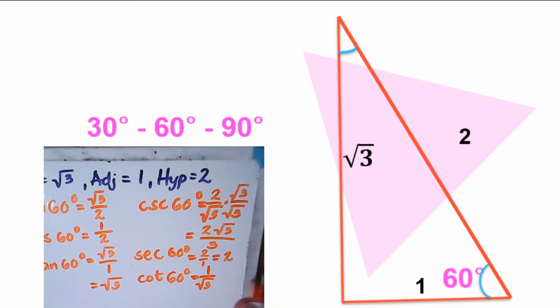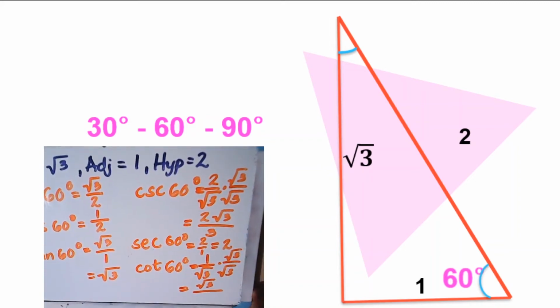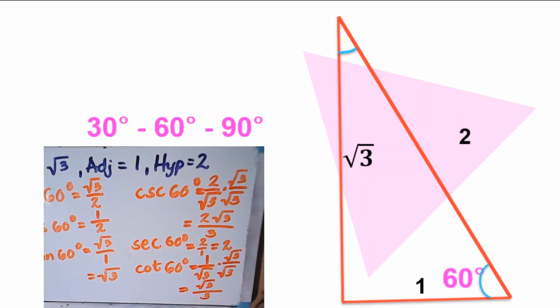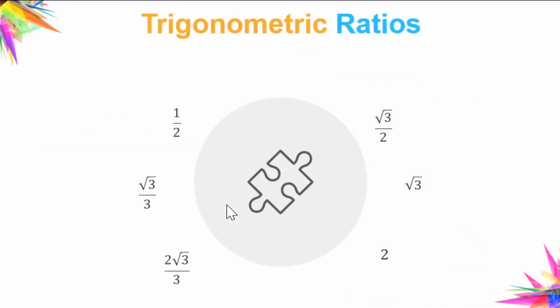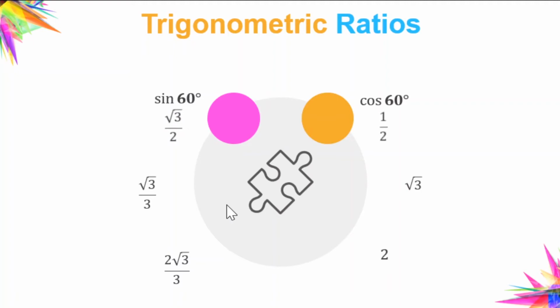Again, we have to rationalize our denominator by multiplying both sides by square root of 3. 1 times square root of 3 is square root of 3, and square root of 3 times square root of 3 is 3. So, the cotangent of 60 degrees is square root of 3. If you can remember, sine of 30 degrees is 1/2, and the cosine of 30 degrees is square root of 3 over 2. Now, for 60-degree angle, the values are interchanged. Tangent of 30 degrees is square root of 3 over 3, while the cotangent is square root of 3. So, for 60 degrees, the values are also interchanged.